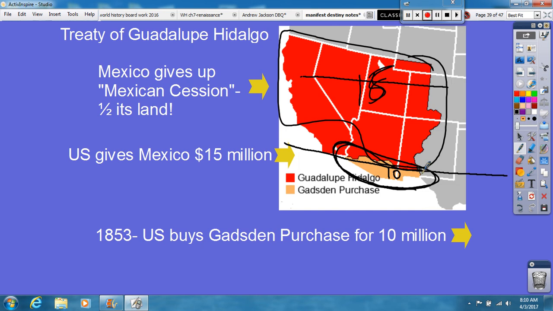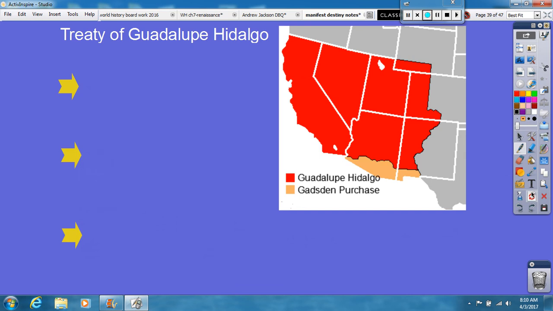Unfortunately for this area, the railroad will not actually be built until after the Civil War, because the Civil War will break out in about 7 years after we buy the Gadsden Purchase. But that is the major reason why we bought the Gadsden Purchase. I know a lot of teachers will tell you, hey, it's to make it look nicer, but it really isn't the case.